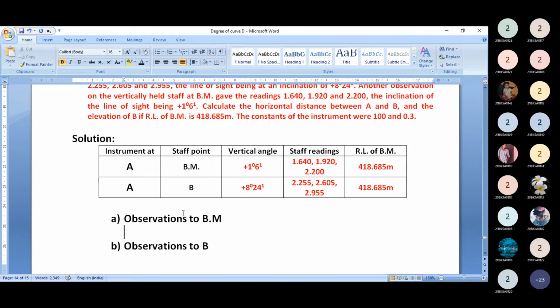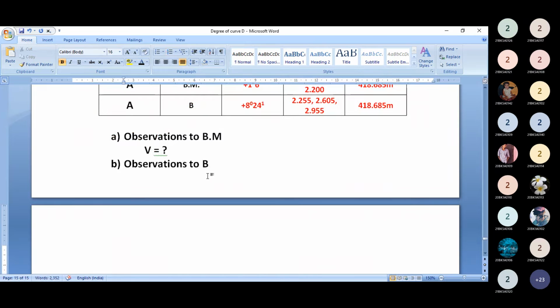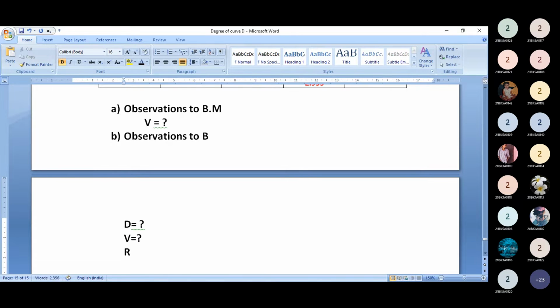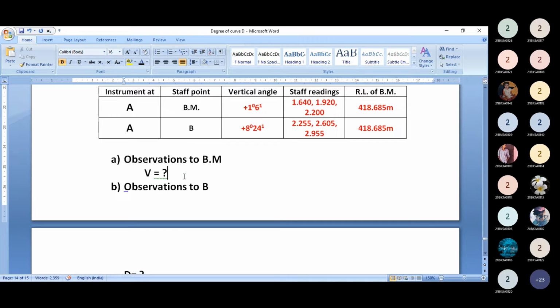In this case, we need not calculate the D value. Directly we can calculate the V value. What is V here? And in the B case, we have to calculate the D value, and also the V value, and also the RL of station B. In this case, the V value will be the height of the instrument.